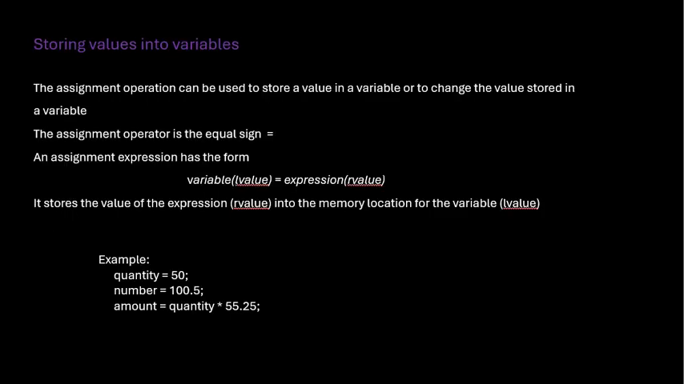Now let's see how to store a value into a variable. The assignment operation can be used to store a value in a variable or to change the value stored in a variable. The assignment operator is the equal sign. An assignment expression has the form: the variable, equal sign, then expression. Now here are some examples. We assign 50 to variable quantity. Here we have assigned 100.5 to variable number. Like that, we can assign different values to different variables.